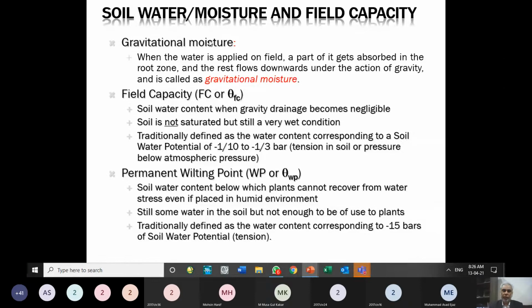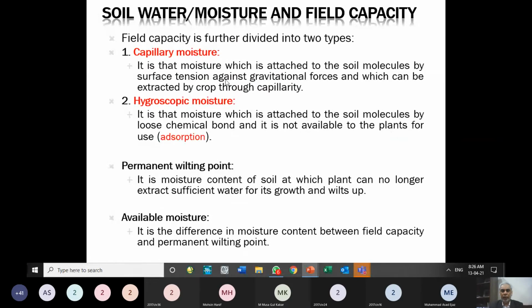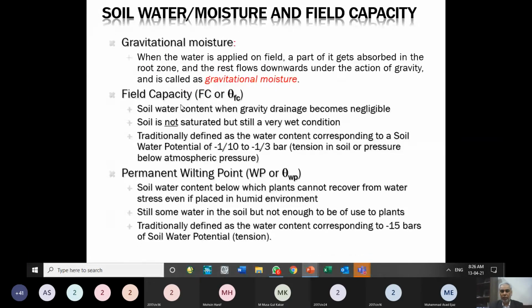So after the gravitational moisture is gone out of the soil, the rest of the moisture, whatever it is, if we measure that, we call that moisture capillary moisture, or sometimes moisture content at the field capacity. Both are similar concepts. So it is the moisture content after all the gravity moisture has gone: the soil water content or moisture content when gravity drainage becomes negligible.